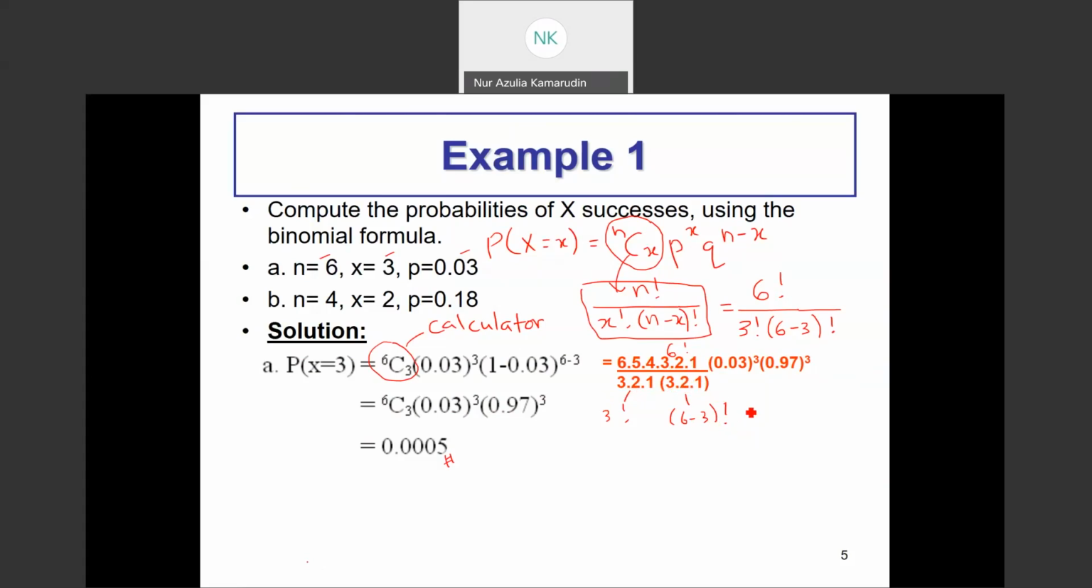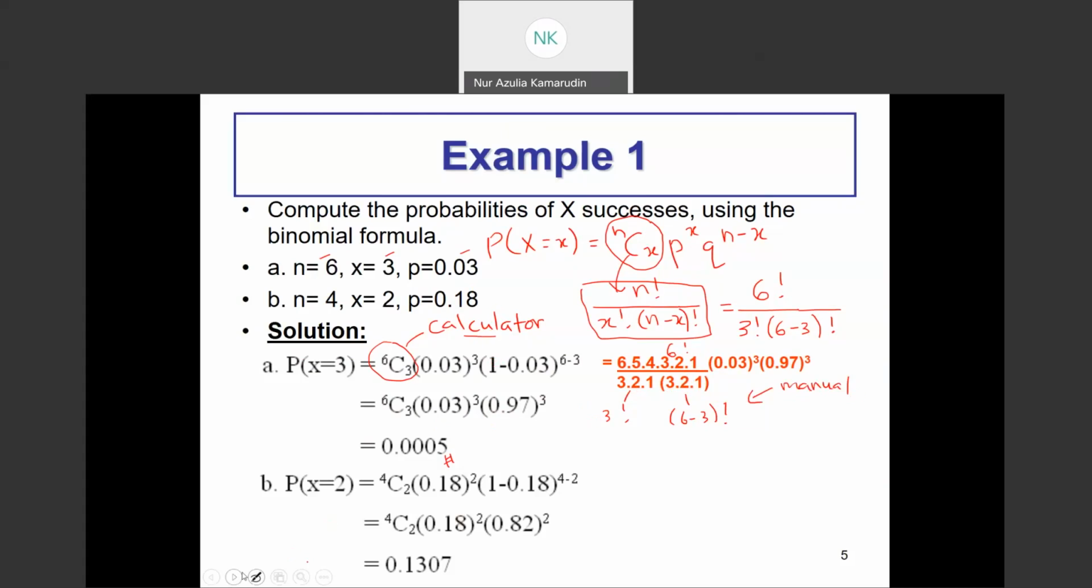So it's up to you. This option here is where you do it manually. Of course, you can also use the calculator to find the value straight away. It's up to you which one you're more comfortable with. Second, for B, same thing except now you have a different n, which is 4, x is 2, and p is given as 0.18. So substitute accordingly, then please always give your final answer in 4 decimal places.